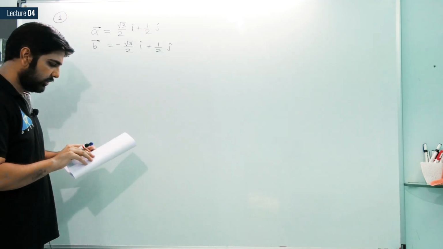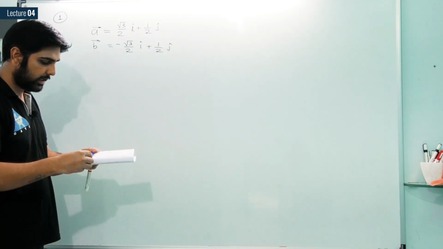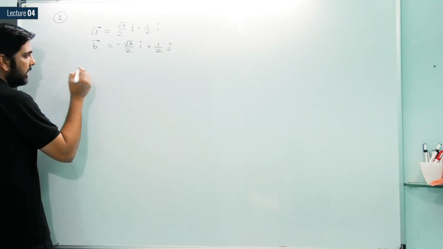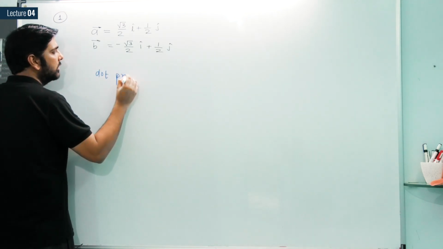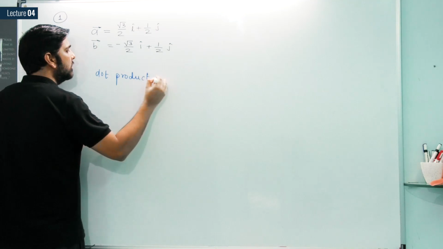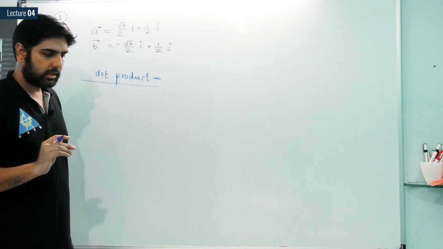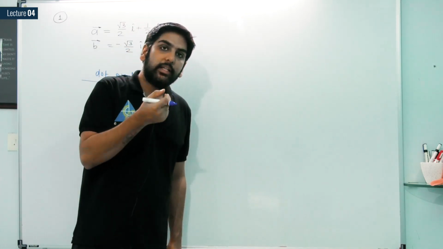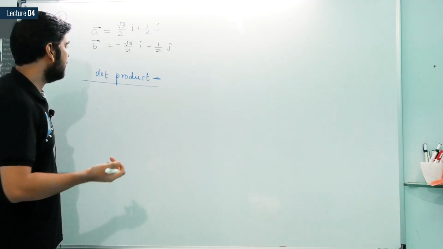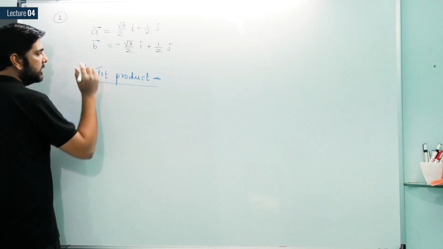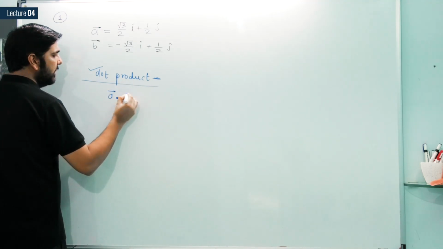As I have told you, how can we evaluate the angle between two vectors? The angle between two vectors can be evaluated by the dot product, right? The application of dot product is to evaluate the angle between two vectors, and the application of cross product is to evaluate the area. So what does the dot product mean? Here I have A vector dot B vector.